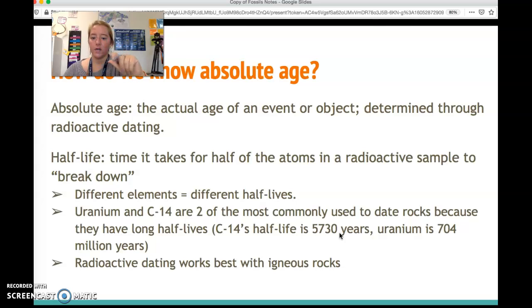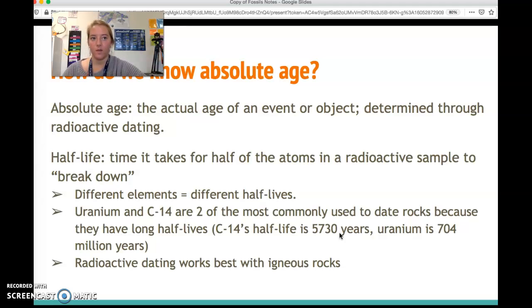Also, you cannot do this on a sedimentary rock, because a sedimentary rock is a rock that has tiny bits of other rocks in it. So it's really just a bunch of tiny rocks squished together and cemented. So if I take a radioactive date of the rock, it's not the same throughout. So the age of a sedimentary rock isn't going to come out right if we absolute date it. This works best with igneous rocks.